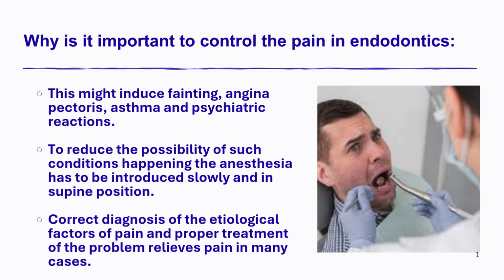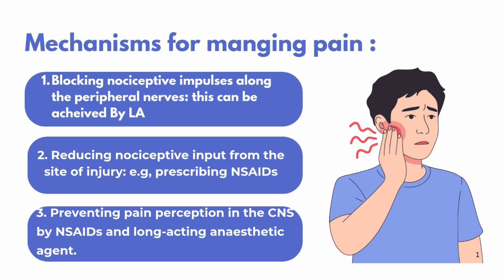And correct diagnosis of the etiological factor of pain and proper treatment of the problem to relieve pain in many cases. طبعا إذا نريد نسأل نفسنا سؤال، شنو الطرق اللي نقدر بيها نسوي management للpain؟ Okay, there are mechanisms for managing the pain, and the first mechanism is blocking the nociceptive impulses along the peripheral nerves. So how do we block the impulses? We can do that by local anesthesia.